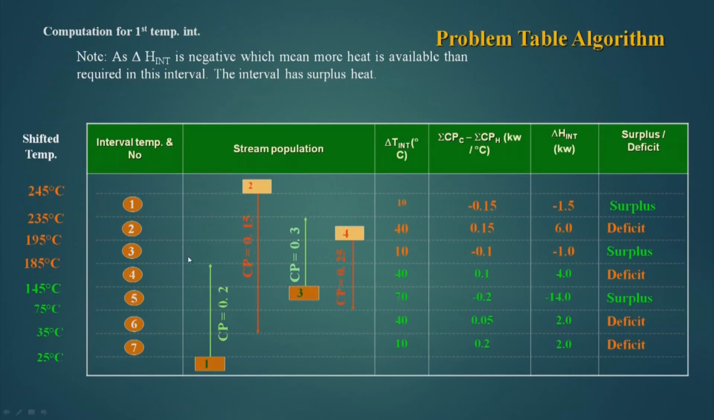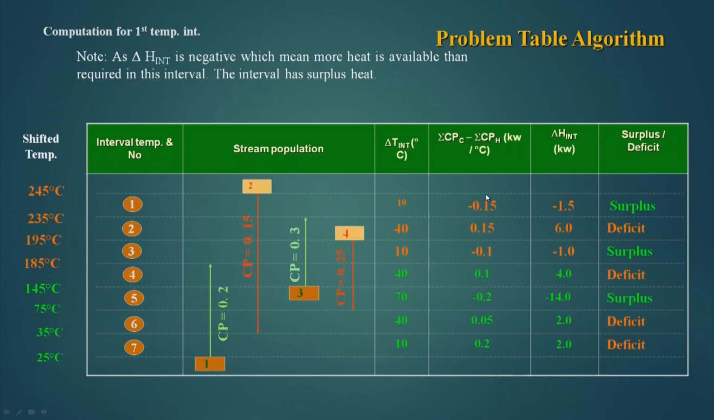Similarly, in this temperature interval, that is number 3, 2 hot streams are available to give heat and one cold stream is available to take heat, and the heat available with hot streams in this temperature interval 3 is more than the heat required by the cold stream in this temperature interval, and that is why 1 kilowatt extra heat is available in this temperature interval, and that is why it is surplus.